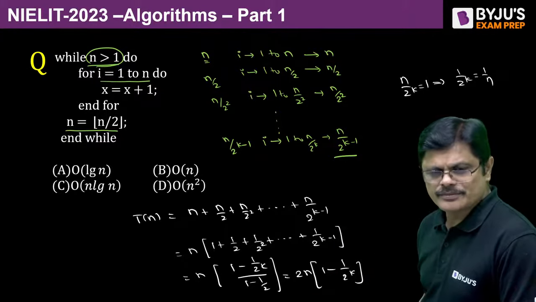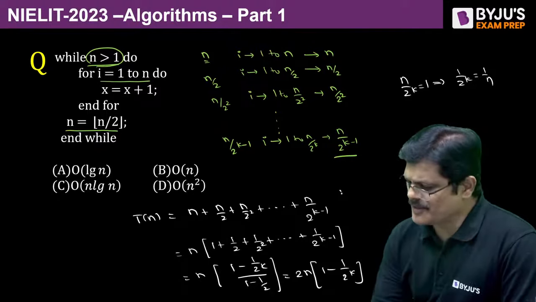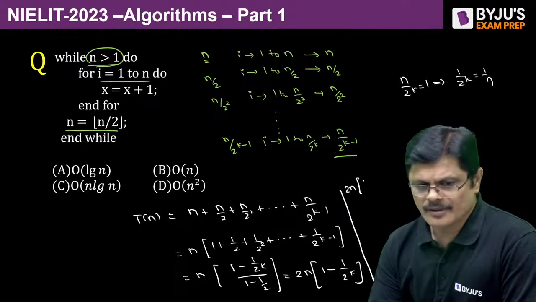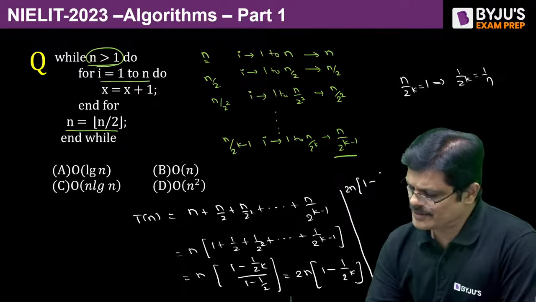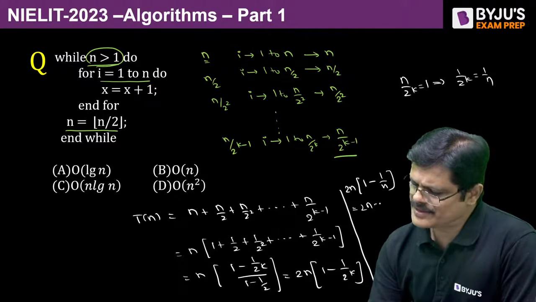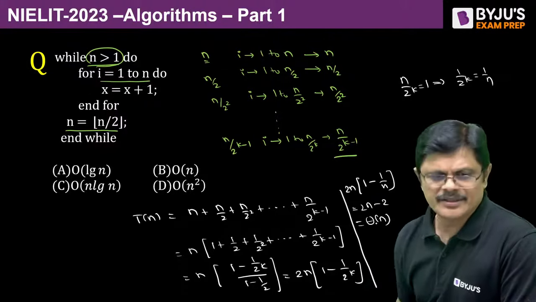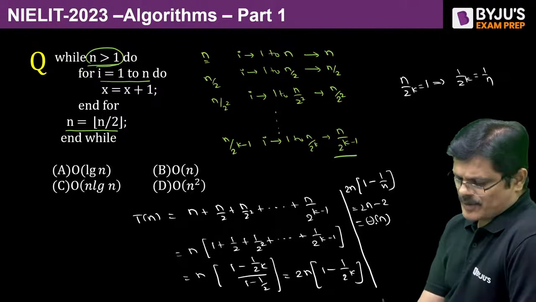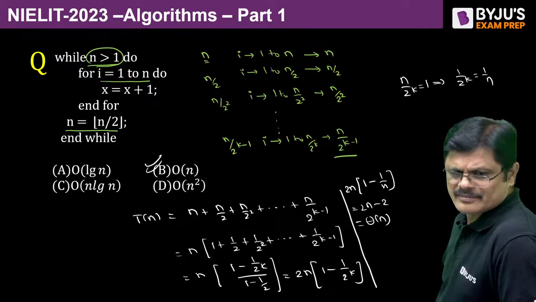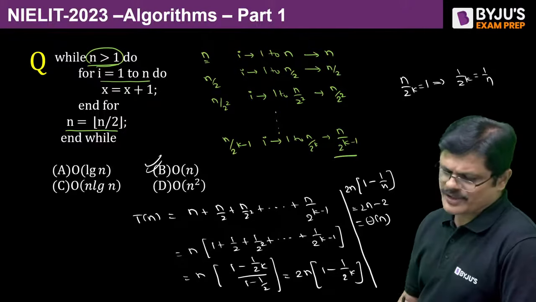So what I do is, from here I'll complete this. It is 2n into 1 minus 1 by n, which is nothing but 2n minus 2, which is nothing but theta n. So the correct answer for this problem is theta or big O of n. So that is the correct solution for this problem, my dear friends.